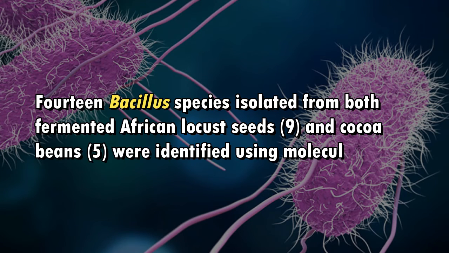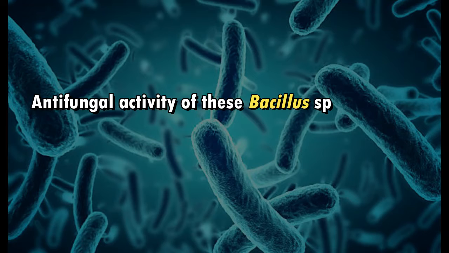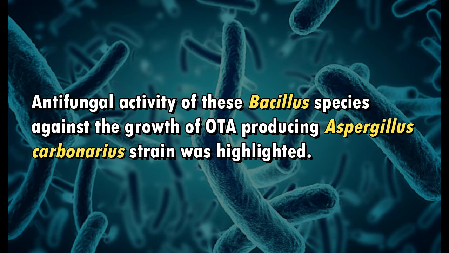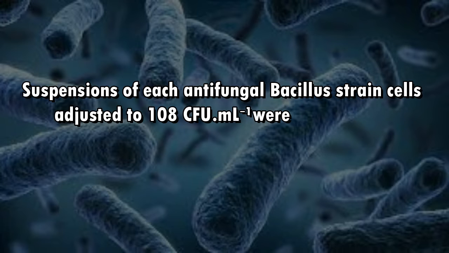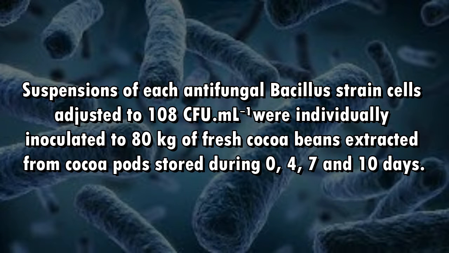14 Bacillus species isolated from both fermented African locust seeds, 9, and cocoa beans, 5, were identified using molecular tools. Antifungal activity of these Bacillus species against the growth of OTA-producing Aspergillus carbonarius strain was highlighted. Suspensions of each antifungal Bacillus strain cells adjusted to 10^8 CFU/ml were individually inoculated to 80 kg of fresh cocoa beans extracted from cocoa pods stored during 0, 4, 7, and 10 days.